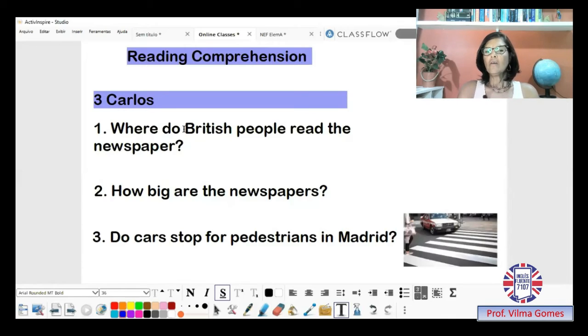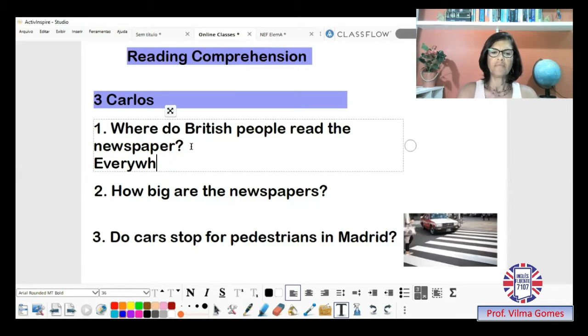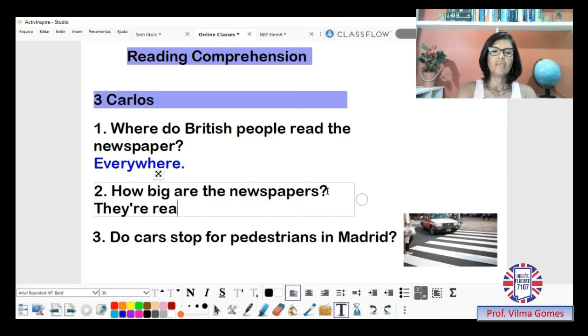Very good. So, where do British people read the newspaper? Where? Answer. Everywhere. Everywhere. Right? Onde os britânicos leem um jornal? Em todos os lugares. Remember? On the trains, on the buses, at the bus stop, everywhere. How big? How big are the newspapers? They're really big, yeah? They're really big.